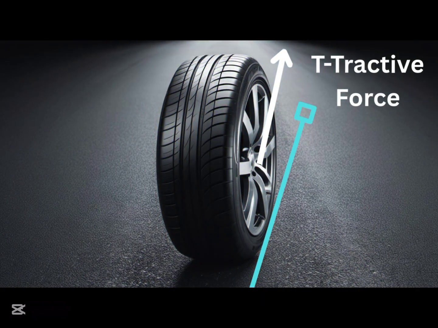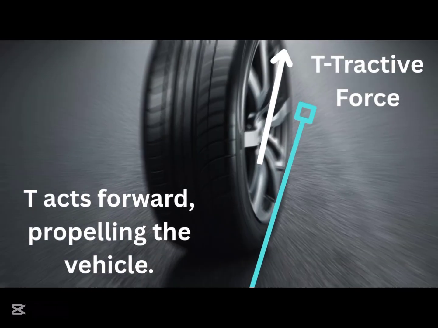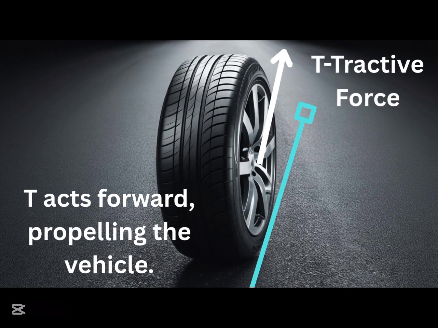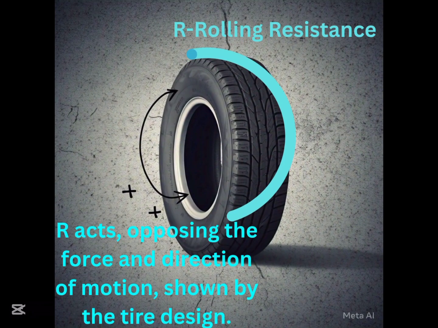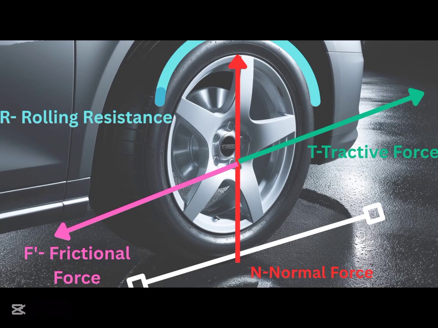The tractive force is the force that propels the vehicle forward. You can see it with the arrow. It is the one that acts forward, propelling the vehicle by transferring power from the engine to the wheel. We have the rolling resistance, which is the force that opposes the rolling motion of the tires. You can see this as the design of the tire that causes energy loss due to deformation and friction. Having established that, let us now see how these forces determine the movement of the vehicle.